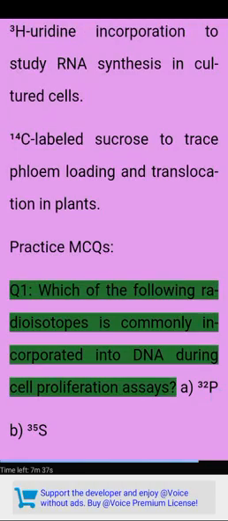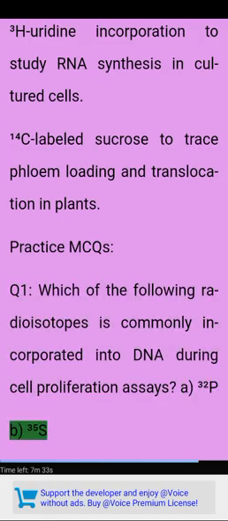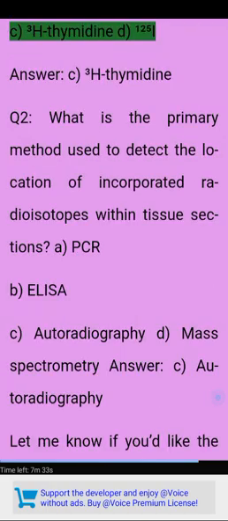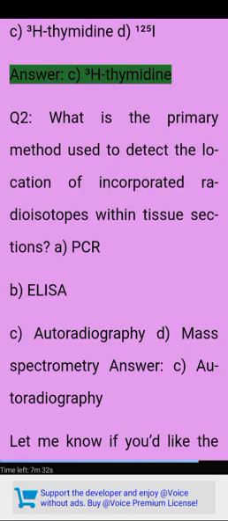Practice MCQs. Q1. Which of the following radioisotopes is commonly incorporated into DNA during cell proliferation assays? A, ³²P. B, ³⁵S. C, ³H thymidine. D, ¹²⁵I. Answer: C, ³H thymidine.